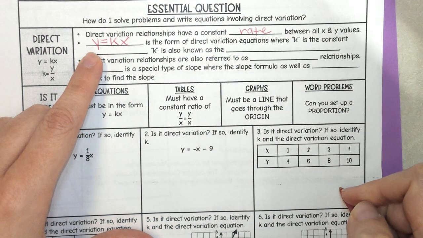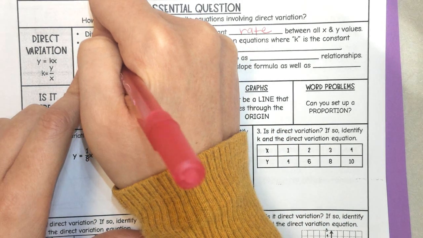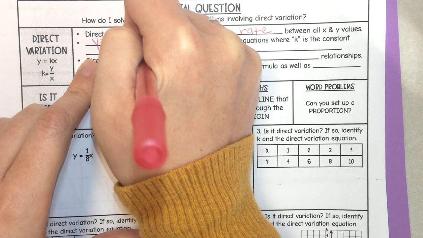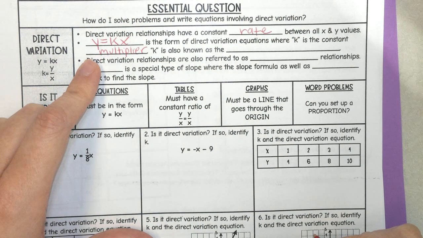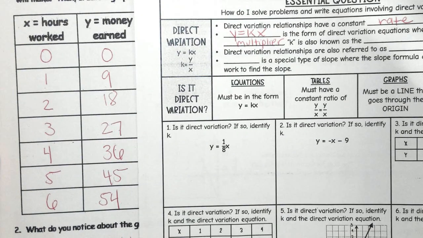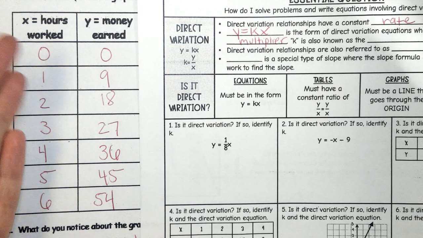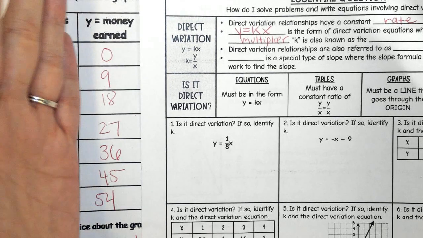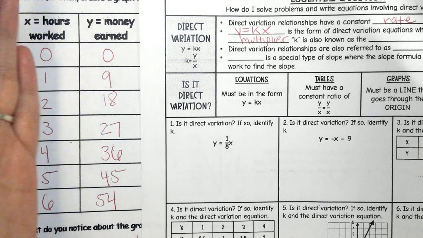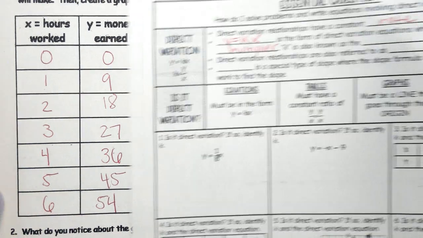Write that in. y equals kx is the form of direct variation equations where k is the constant multiplier. And again, what we mean by that is, in this one, it was proportional, so it was a direct variation. And we know that because in each one, I could take my x value times 9 and get my y value. So there was a constant thing that I could multiply every single x value by to get my y value.